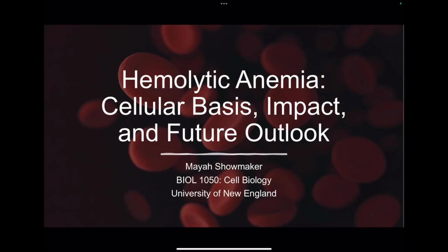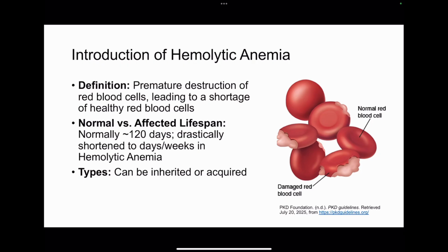Like I said earlier, we're going to be exploring hemolytic anemia and the cellular basis, impact, and the future outlook of this disease. So, to introduce you to this disease, it's a premature destruction of red blood cells leading to a shortage of these vital cells in the body. Normally, red blood cells have a lifespan of about 120 days, but in hemolytic anemia, this lifespan can be drastically shortened to just days or weeks. This condition can be both inherited and acquired, and we'll be exploring both aspects today.